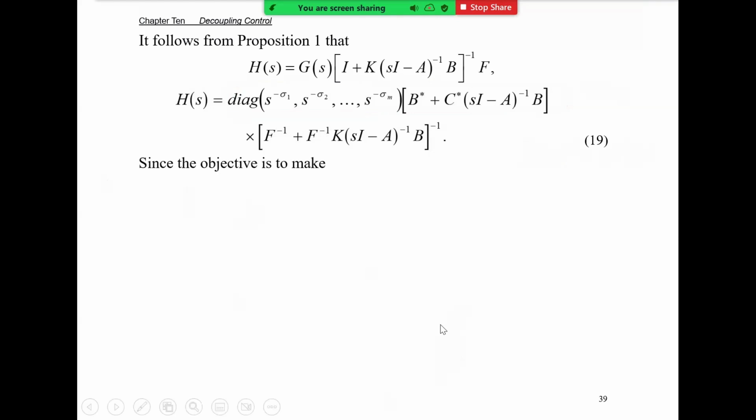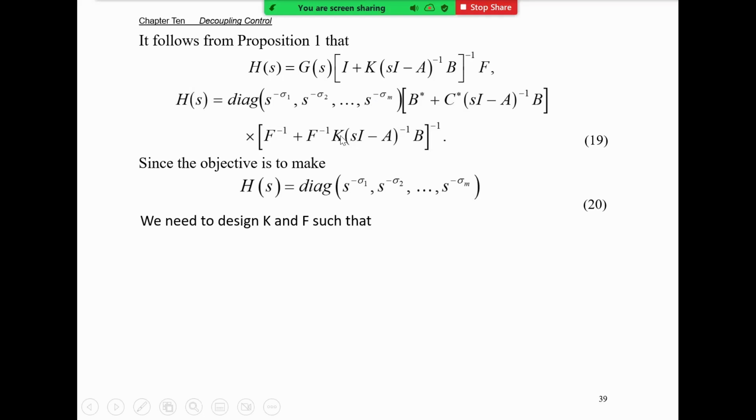Now, remember what the objective is. The objective is to design K and F such that the final answer for this closed loop is the diagonal matrix of this one, where those diagonal terms are the integrators. The degree of the integrators depends upon the relative degree. If this one equals this, it means that we need to design our K and F such that this matrix times this matrix equals the identity matrix. Correct?